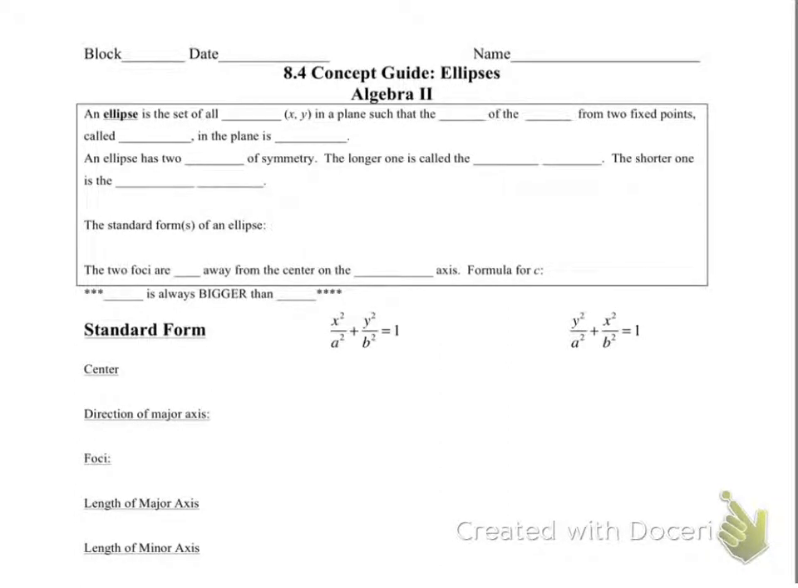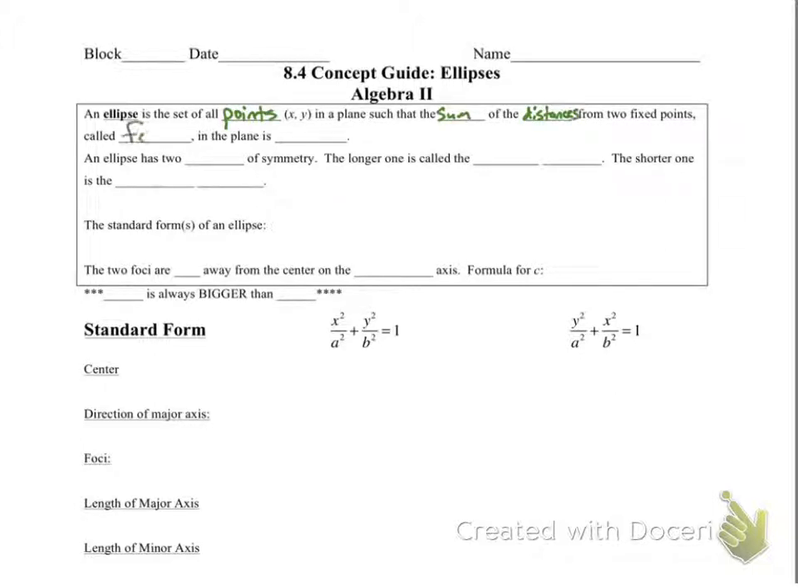Alright people, this is your 8-4 ellipses concept guide. Ellipses are similar to circles, but they're also different, a little bit harder. But as you go through this, you'll see it's not very hard. There's going to be a lot of stuff that you need to write down, so please hit pause when you have to write down the different diagrams.